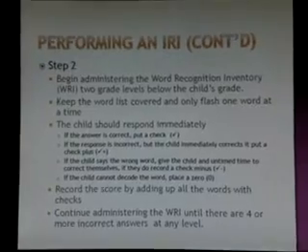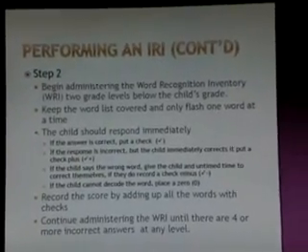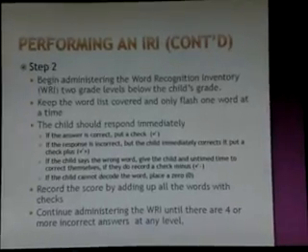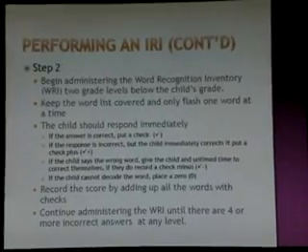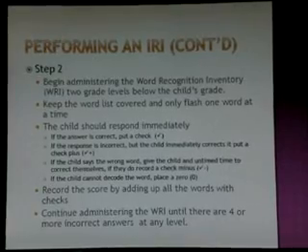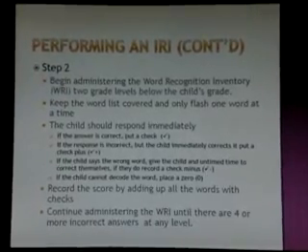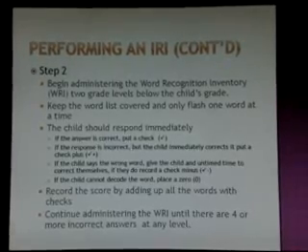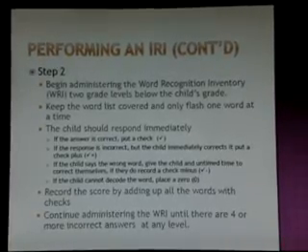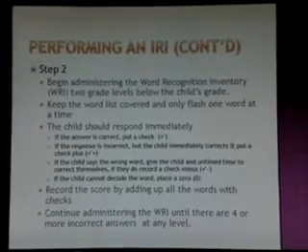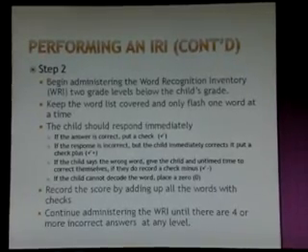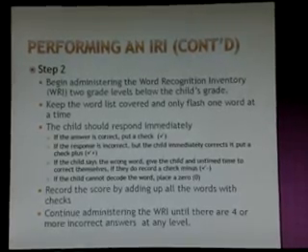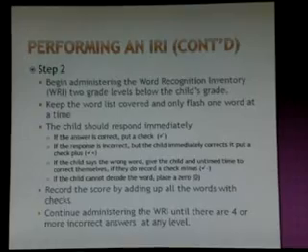If the child's answer is correct, put a check mark next to the word. If the response is incorrect, but the child immediately corrects themselves, you put a check plus next to the word. If a child's answer is wrong, but you give the child an untimed amount of time to correct themselves and try to decode the word, and they correctly do, you give them a check minus. If the child cannot decode the word at all, place a 0.